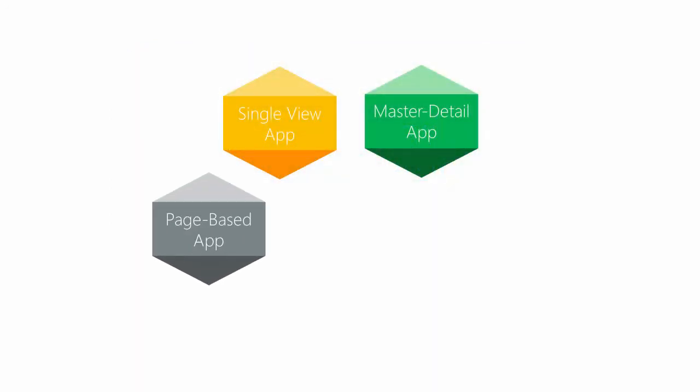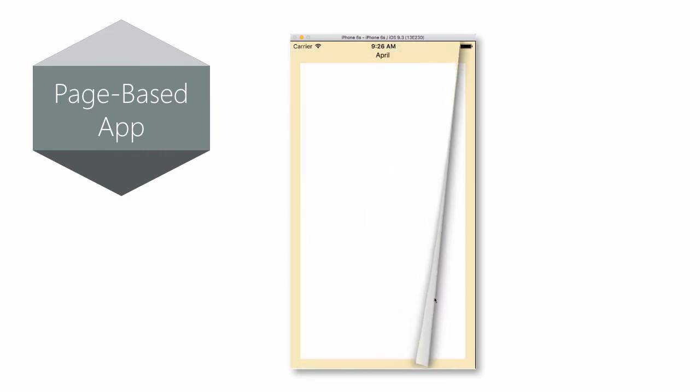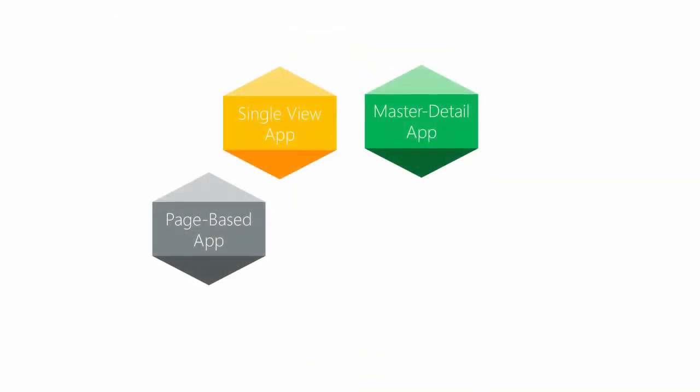Next, we have the page-based app. This creates a single-screen application that lets you swipe through different pages of information, sort of like a book. If you are trying to build an app where the screen remains consistent, but you are swiping between pages of related information, this is a great starting point. The IOS101 course also discusses this template.